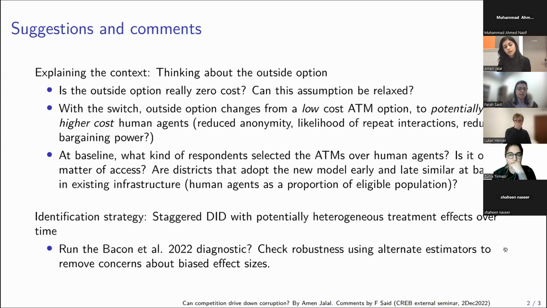On the identification strategy, there's a lot of literature, as I'm sure you're aware, looking at staggered DID. So I'm wondering if you've run the Bacon et al. diagnostic. I don't think you would find different results, but it might still be nice to show that it's robust to using alternate estimators. So I just wanted to put that out there.